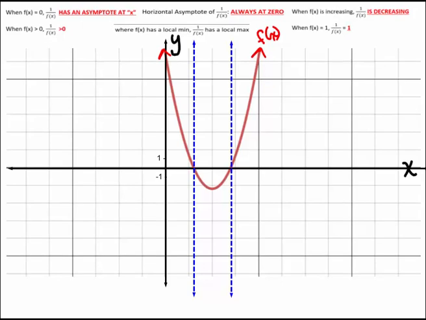The horizontal asymptote now. Again, we recognize it's going to be at 0, and we had a little bit of an explanation as to why. Basically, the horizontal asymptote really only exists out here and out here. That's what we're concerned with.